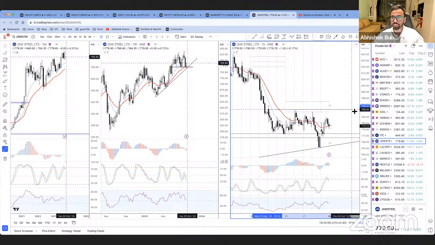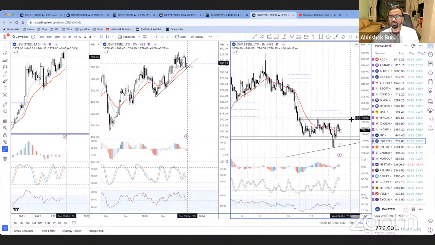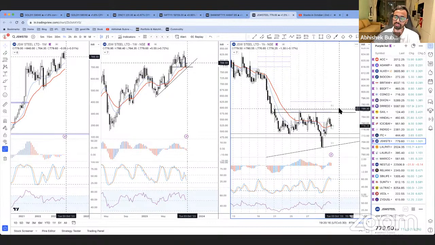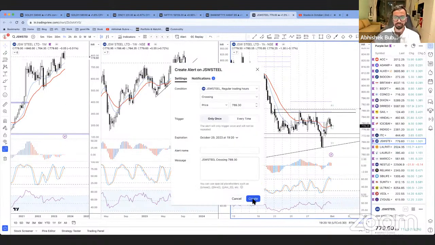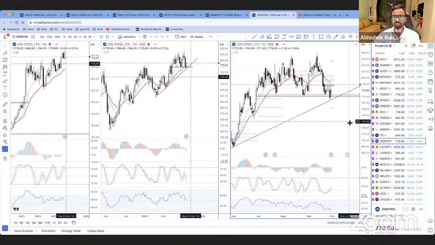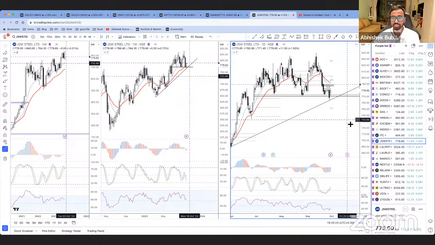तो अगर इसका follow through होता है ऊपर की ओर, so maybe this level here in the hourly chart. If this breaks out, then maybe yes, so let's put an alert here. But again, as I said, agar momentum अच्छा रहेगा, market ऊपर की ओर ही रहेगा, then yeah, we are on the buying side. Okay.